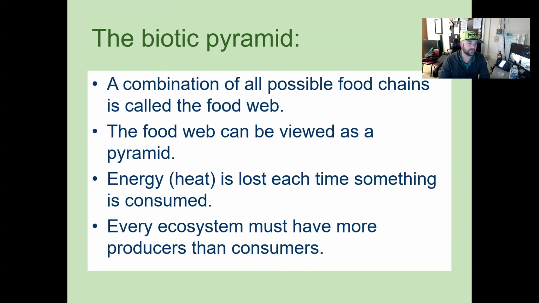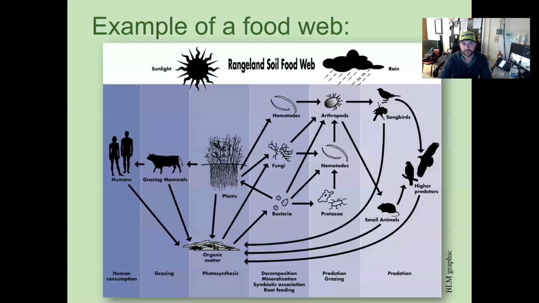So the biotic pyramid, a combination of all possible food chains, is called the food web. The food web can be viewed as a pyramid. Energy, heat, is lost each time something is consumed, and every ecosystem must have more producers than consumers.